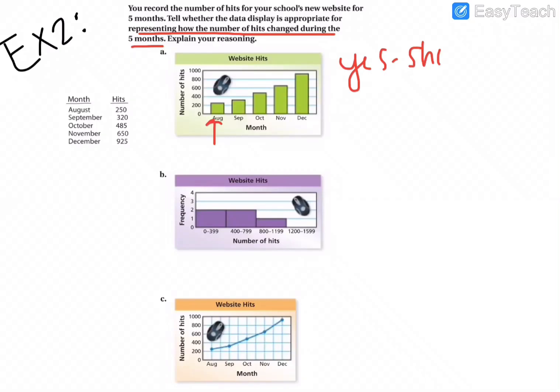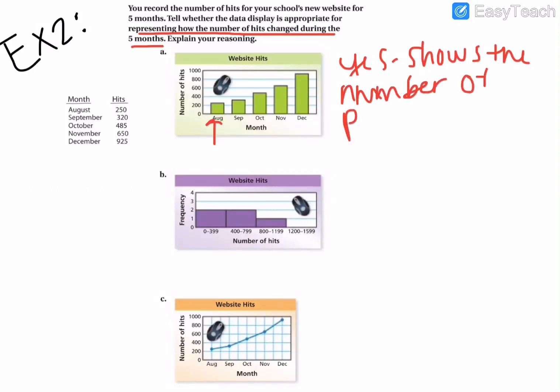it shows the change. I don't even know if I want to word it like that, actually. I'm going to say it shows the number of hits each month.